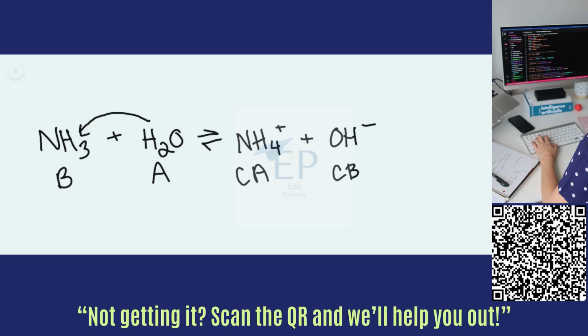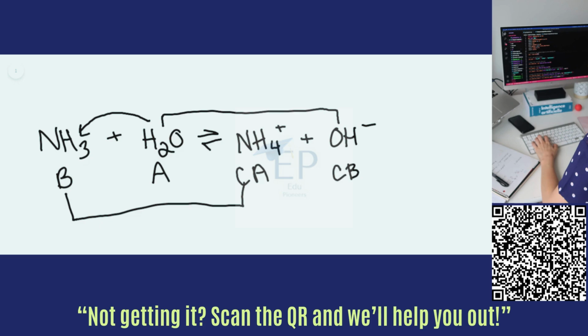Okay. So a conjugate acid-base pair, we actually have two in this reaction. One pair would be the ammonia, which is the base, and the ammonium ion, which is the conjugate acid. And the other pair would be the water, which is an acid, with its hydroxide, which is the conjugate base.